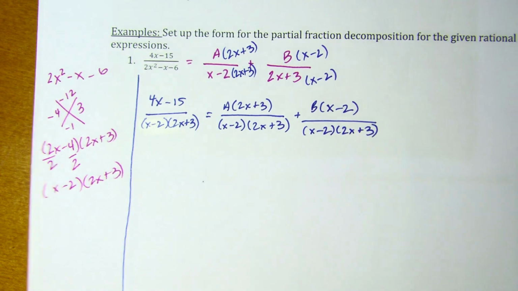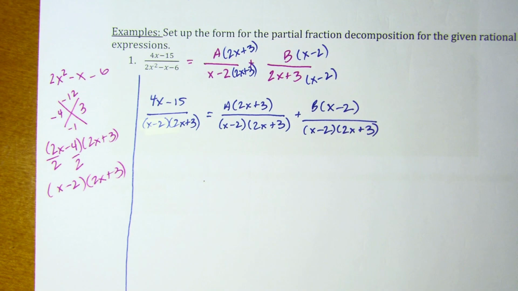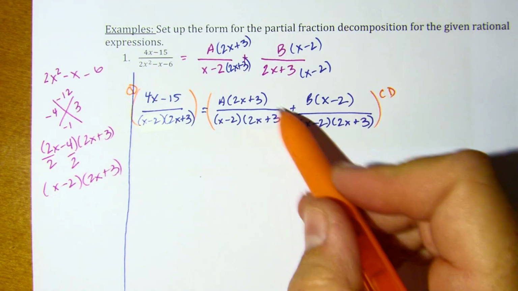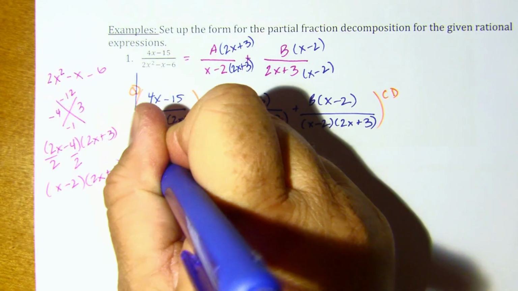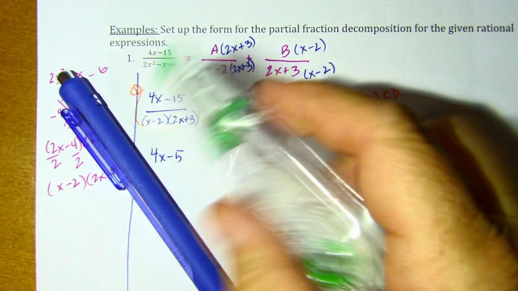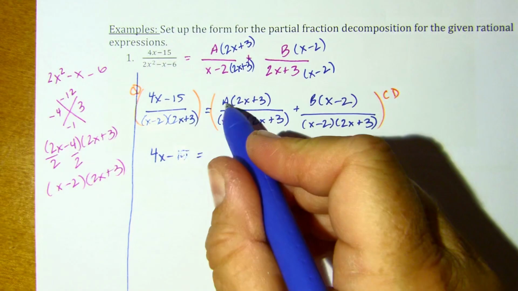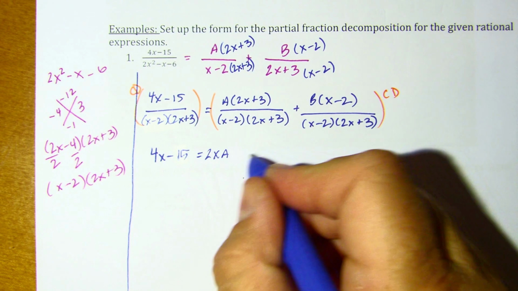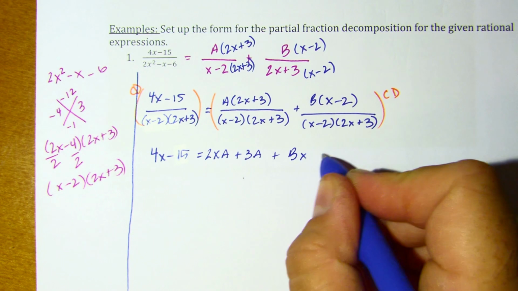So among this whole thing, we have these common denominators. So if I multiplied both sides of my equation by that common denominator, and I'm just going to write CD, then that would cancel out everywhere, and all I would be left with is my numerators. So 4x minus 15, not 5, but 15. And then over here, I can distribute that. I would have 2xa plus 3a plus bx minus 2b.